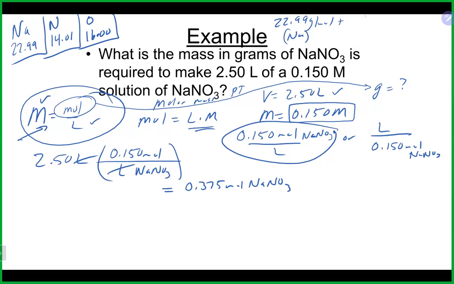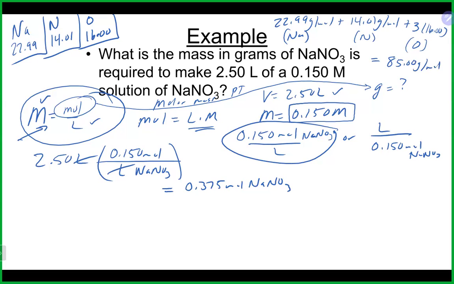We have one nitrogen at 14.01 from the periodic table, and we have three oxygens, each at 16, from the periodic table there. That's going to give me a molar mass of 85 grams per mole when I add all that together.